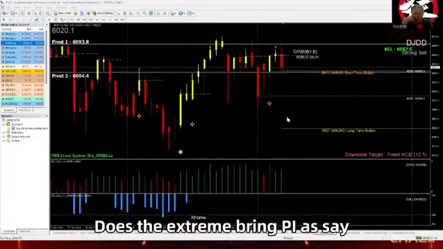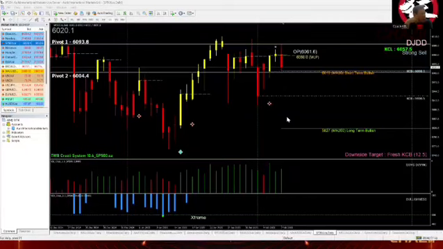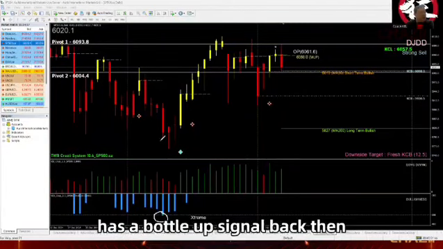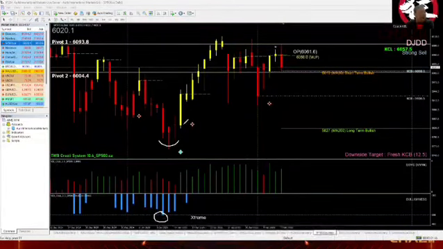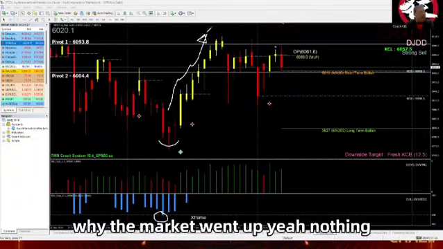Does the extreme blinker say anything? Extreme blinker? You are referring to this one here? This one already had a bottom out signal back then. That's why the market went up. Yeah, nothing else.